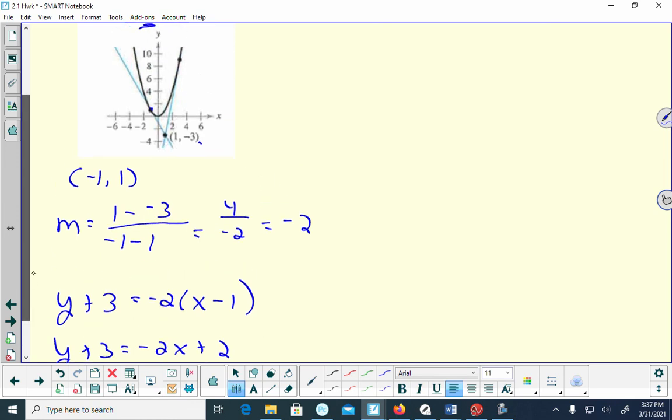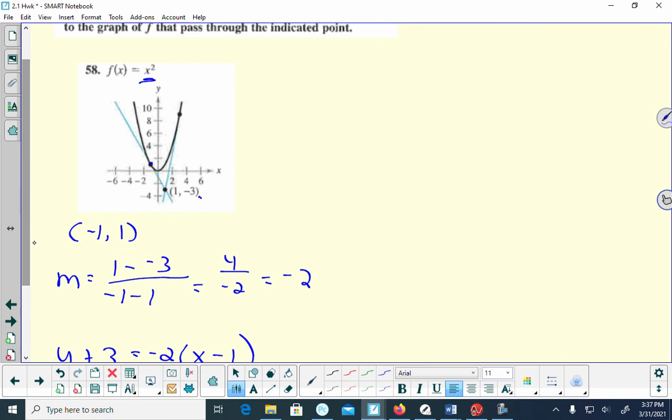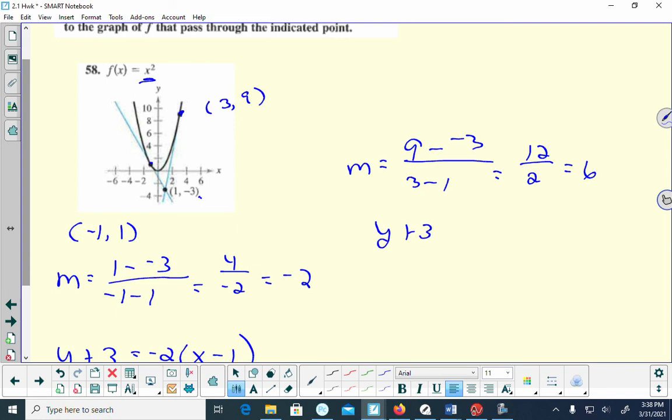Then the second line, it is this point here. Well, I guess at that point x is 3, and y is 9. So I'm going to find the slope between those two. So I'm going to say 9 minus negative 3 over 3 minus 1. That's 12 over 2, which is 6. So now I'm going to do y plus 3 is equal to 6 times x minus 1.